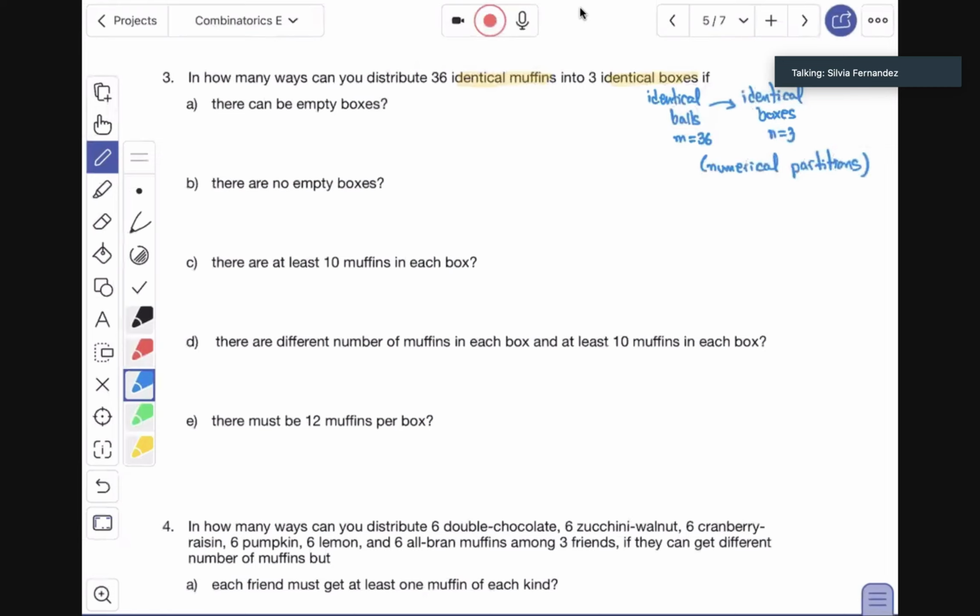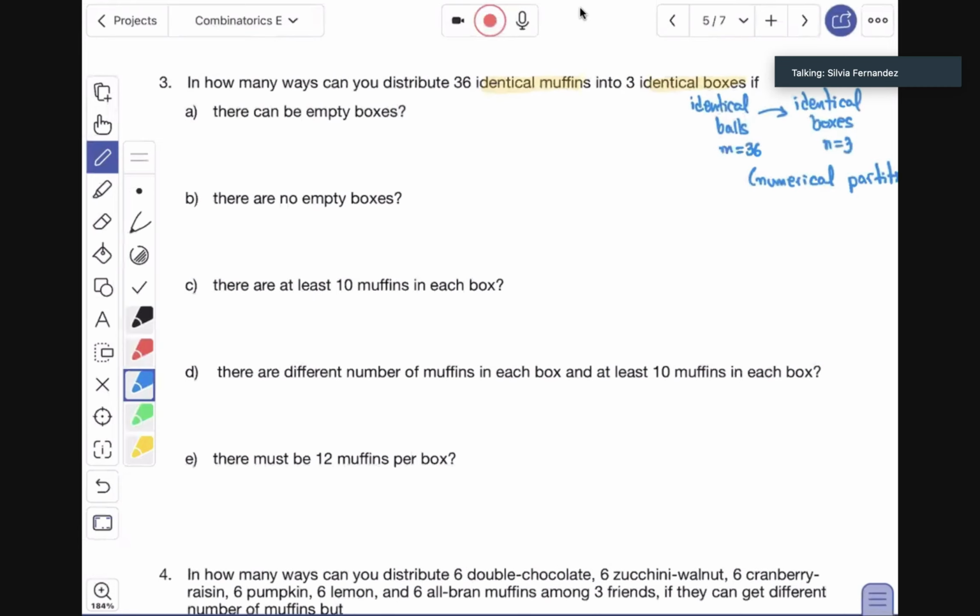Okay, so in the first one, there can be empty boxes, so this is the equivalent to no restrictions. And so this is just P(36, 3) plus, that's if I don't have empty boxes, if I have one empty box, and if I have 2 empty boxes.